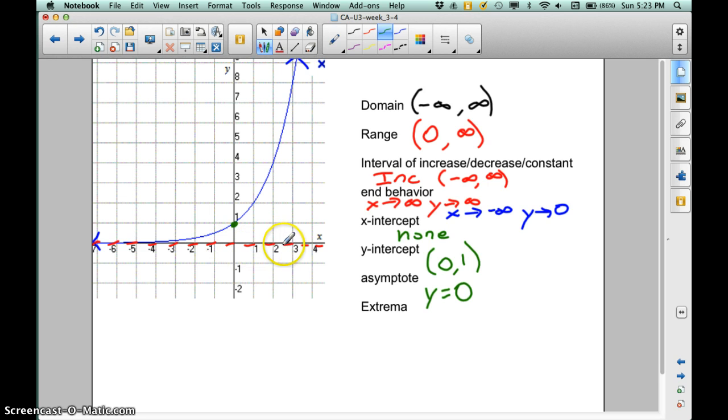X is lots of things, but y is always 0. And so if your asymptote was up here, your equation would be y is equal to 4. And if your asymptote was down here, your equation would be y is equal to negative 2. Extrema is max and min, and there is no top or bottom to this. And so there is none in this case.